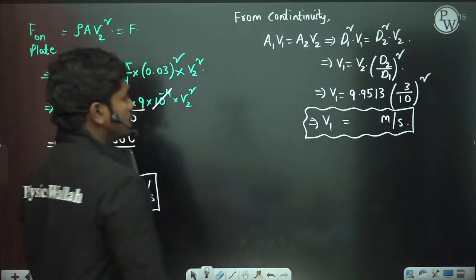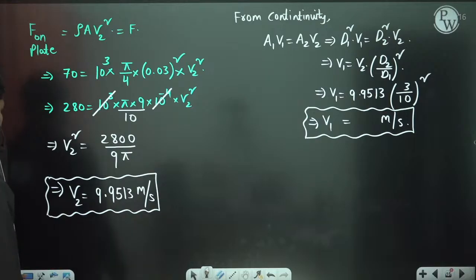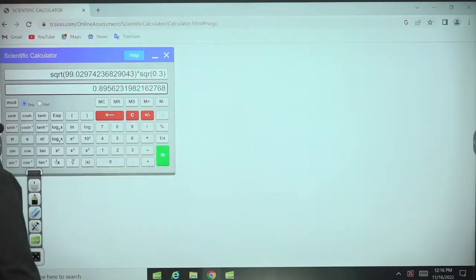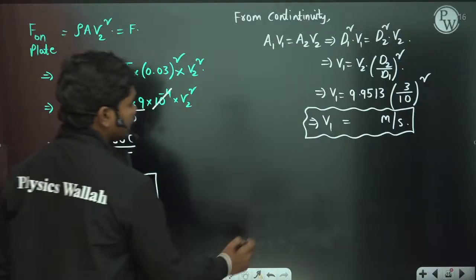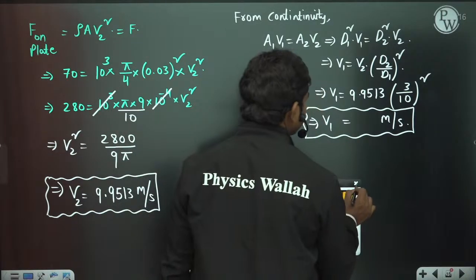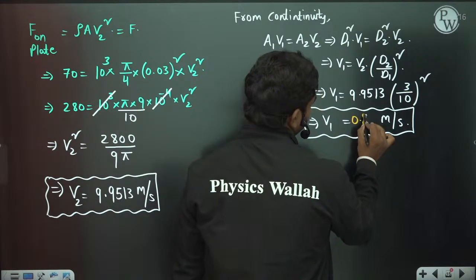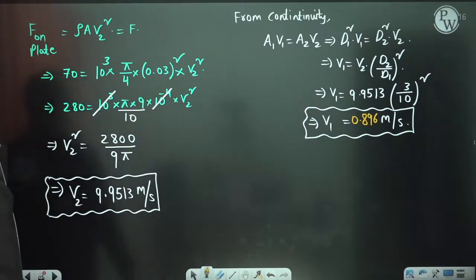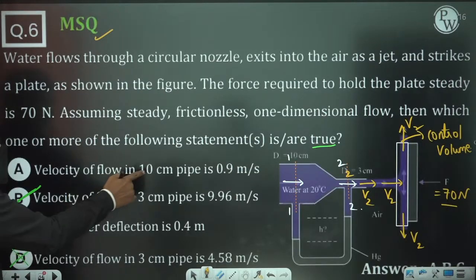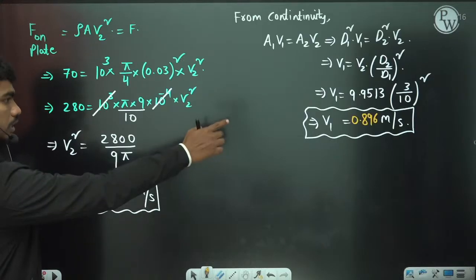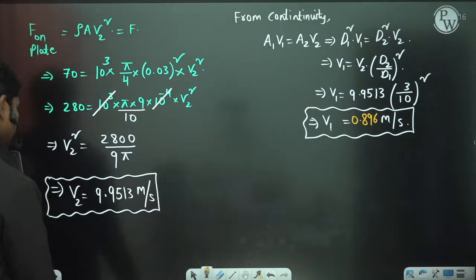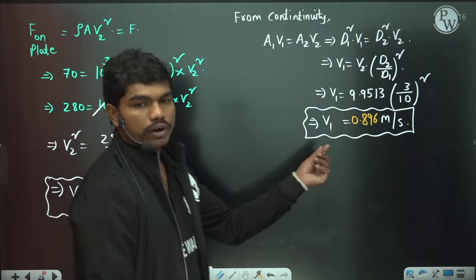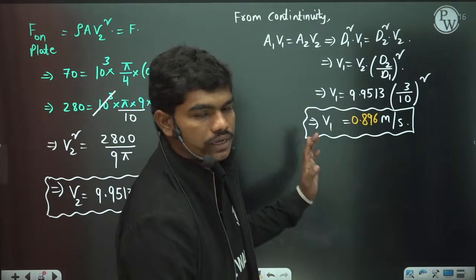So let us see this. 3 by 10 is 0.3. This value is multiplied by 0.3 square. So 0.8956 is the velocity at this location, 0.896 meters per second. Let us see what the statement is. Velocity of the flow in the 10 centimeters pipe is 0.9. Yeah, if you round off to 1 decimal, it is 0.9 meters per second. So this is also a correct statement.